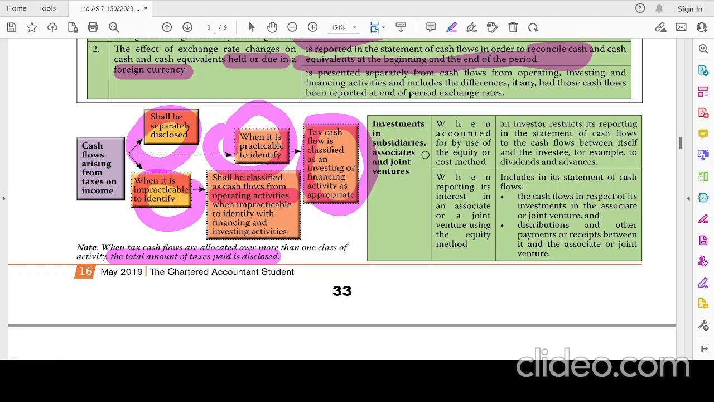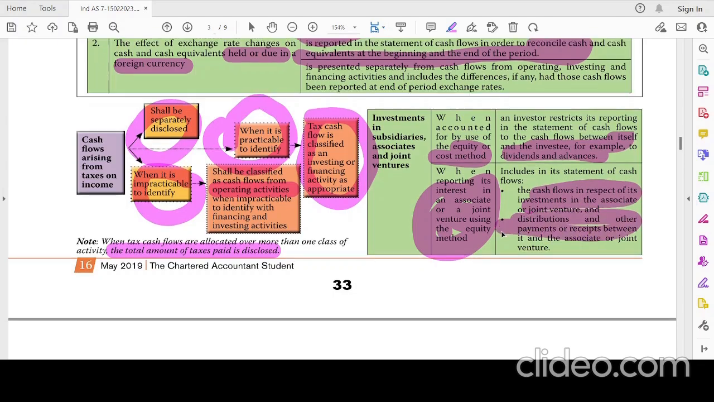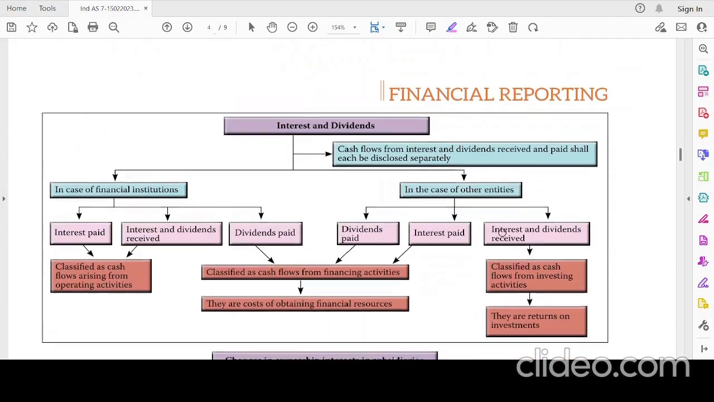Investment in subsidiary, associate, and joint venture. When accounted for by use of the equity method, the investor restricts reporting in the statement of cash flows to the cash flows between itself and the investee. That is different from advances, which will be disclosed when using the equity method or cost method. When it is an associate or a joint venture using the equity method, then the cash flows in respect of the investment in the associate and joint venture have to be shown, along with distributions, payments and receipts.